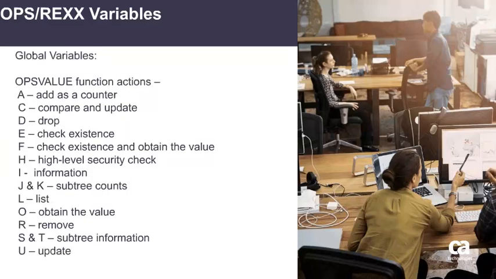The OPS VALUE REXX function provided by Ops MVS is the recommended method to work with and manipulate global variables. Several actions are available from the OPS VALUE function that allow the global variables to be manipulated beyond what is available by standard Ops REXX language capabilities. It should be noted that this list does not include all OPS VALUE actions.